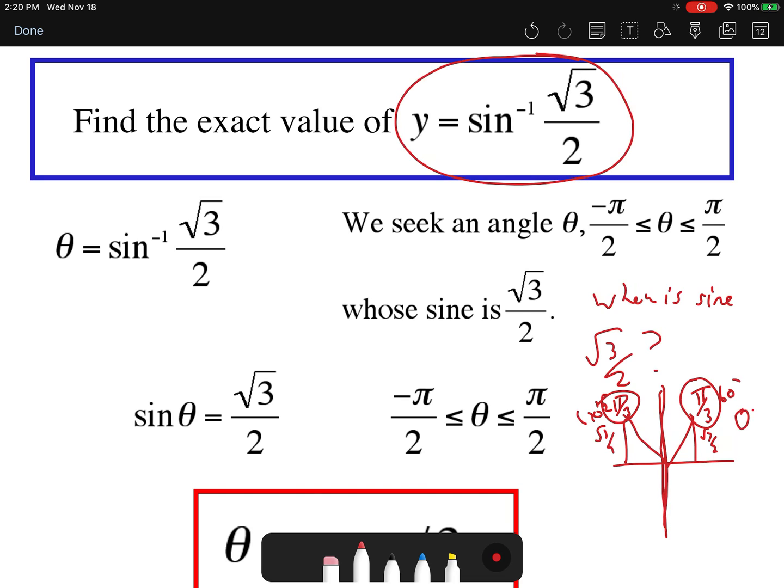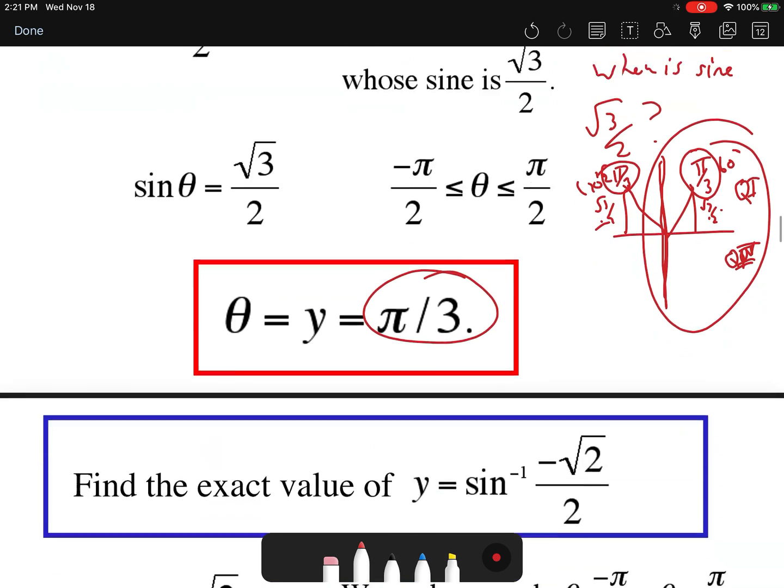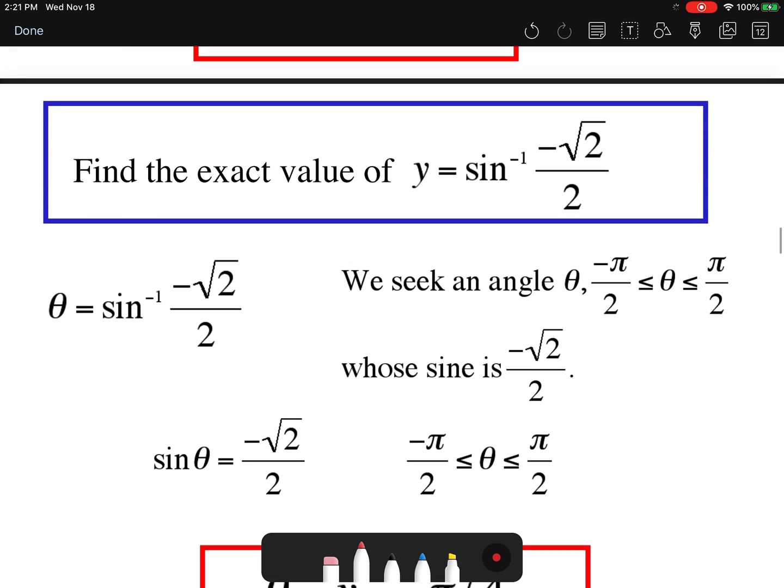Incorrect, right, because we're only looking at the first quadrant and the fourth quadrant. That's it. So the only answer then is pi over 3. Even though it happens in both places, inverse sine is only good in these two quadrants. How about the inverse sine of negative radical 2 over 2?